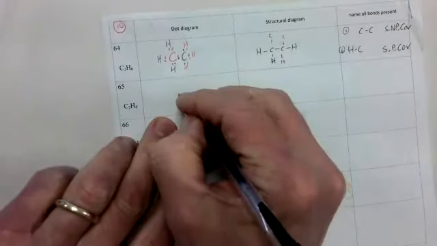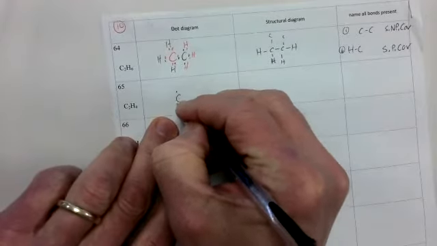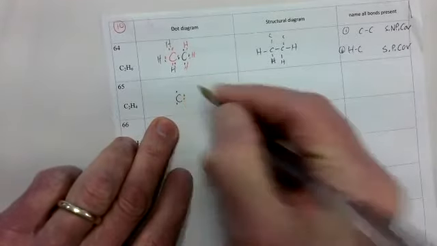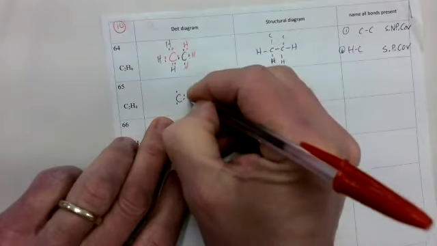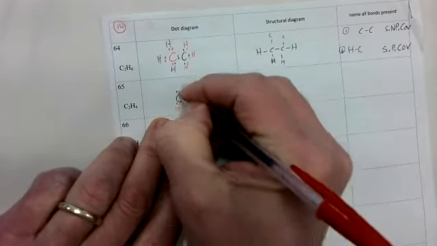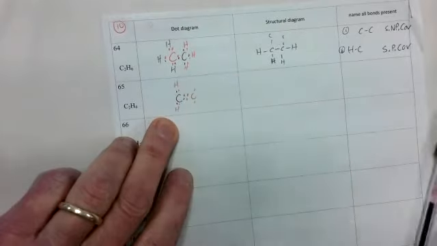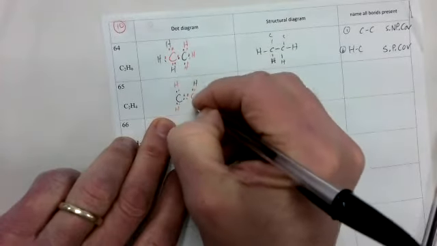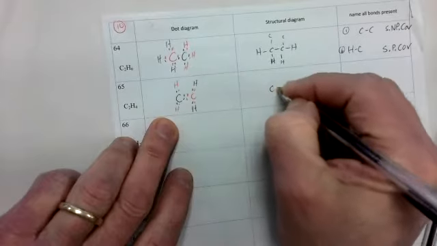In this next one, carbon is going to make a double bond to carbon. And then we're going to put a hydrogen up here and a hydrogen up here. Another hydrogen up here and another hydrogen over here. It's going to look like this.